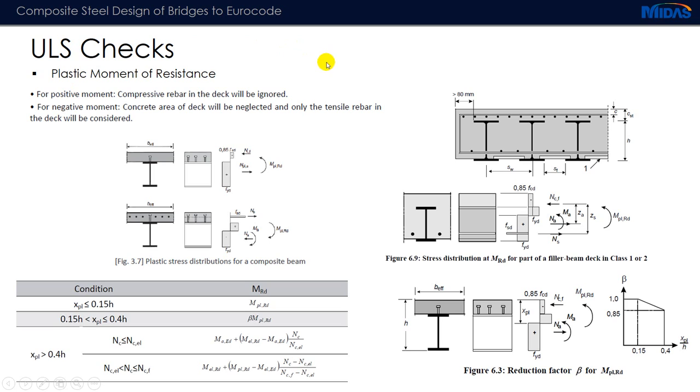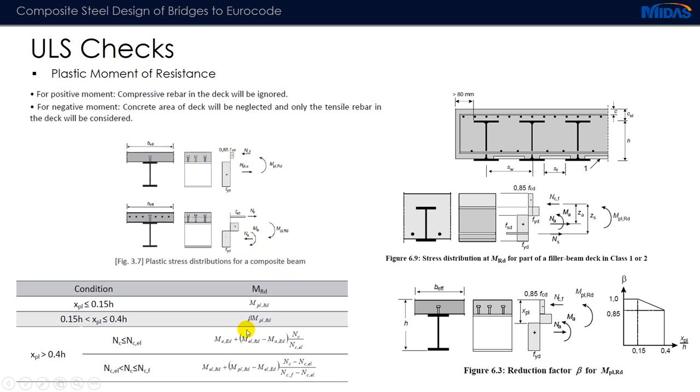For positive moment, we consider the entire slab in the plastic section analysis. We tend to ignore rebars as they are very negligible compared to the entire slab area. For negative moment, which is the hogging case, typical at the internal supports, we consider the concrete area to be neglected, and only the tensile rebar is considered for plastic moment resistance. So we calculate the plastic neutral axis and then calculate the lever arm of the plastic forces on each part, steel and concrete, and that's how we get the plastic moment resistance.